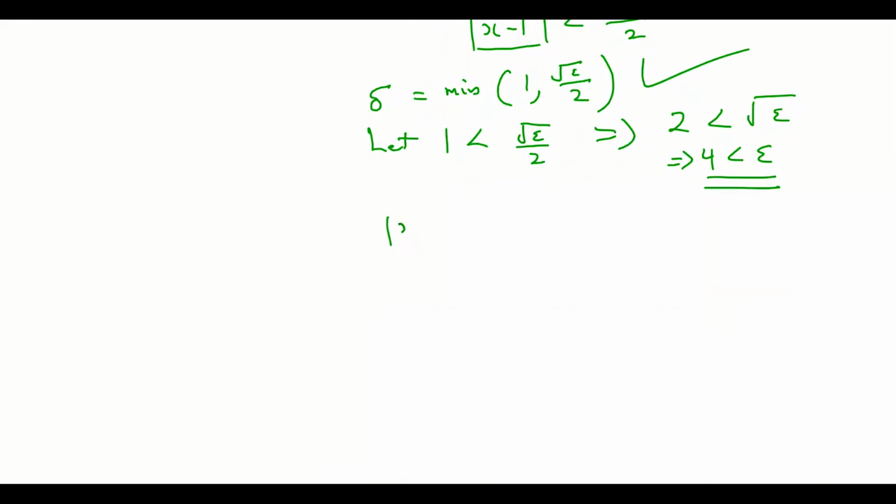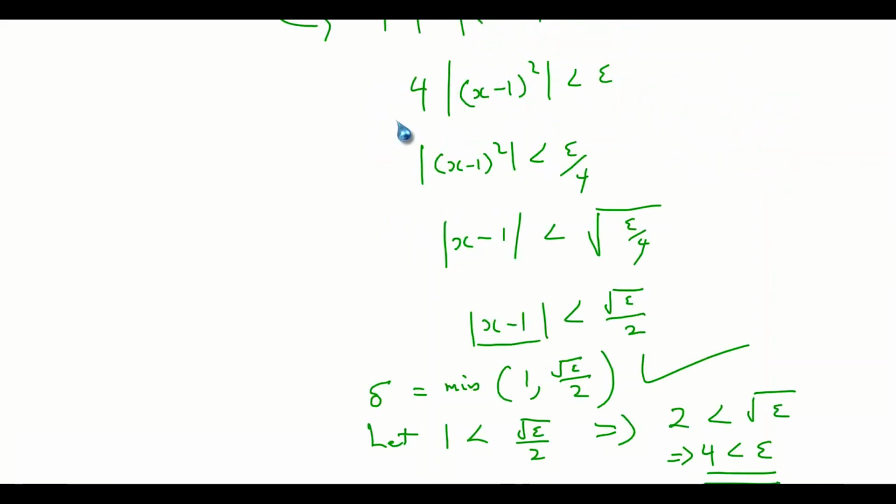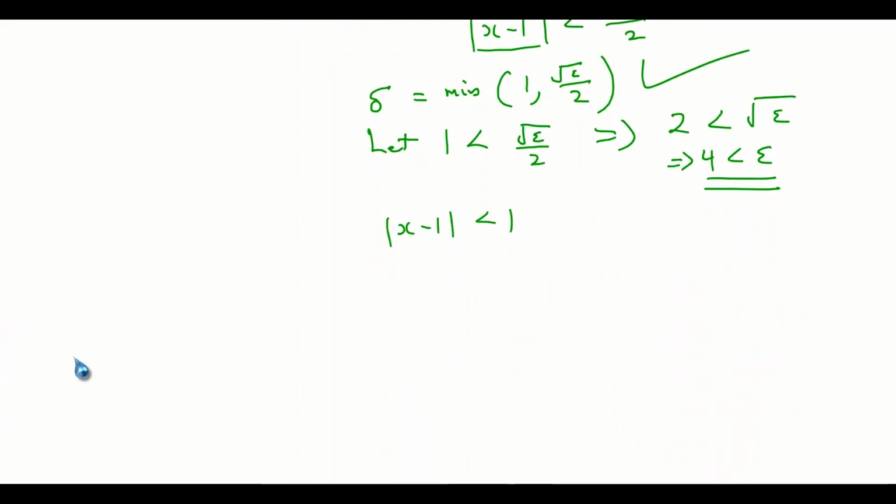The absolute value of x minus 1 is less than 1. So if we take it from here, since this one is less than 1, then 4 times the absolute value of x minus 1 squared will be less than 4 times 1. That is what it means.